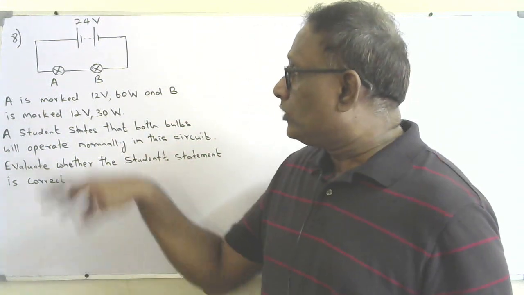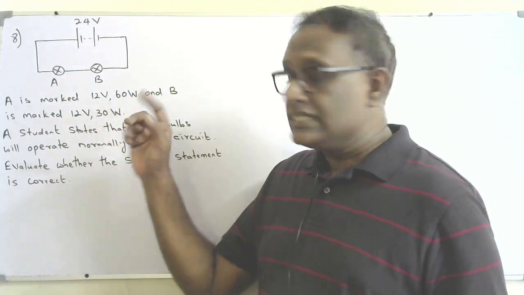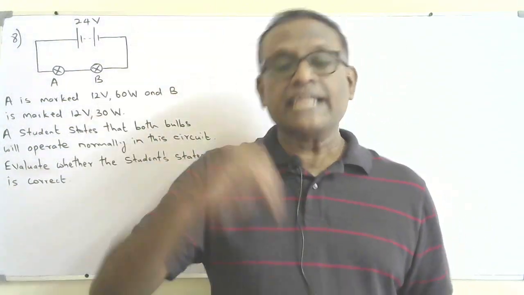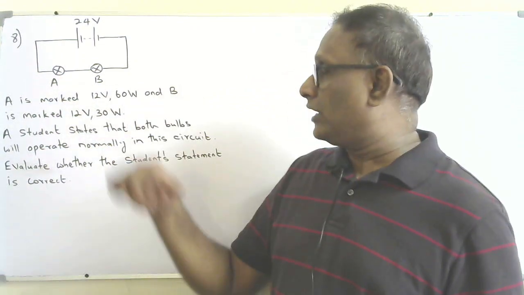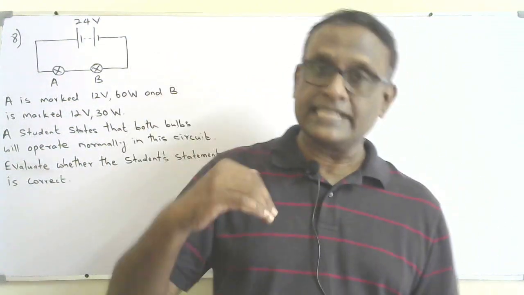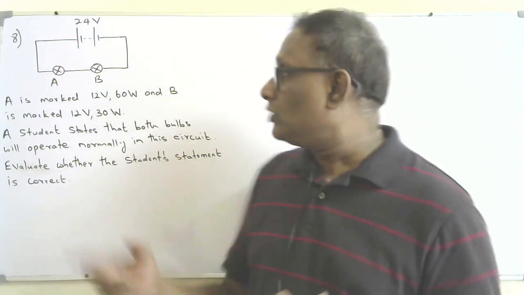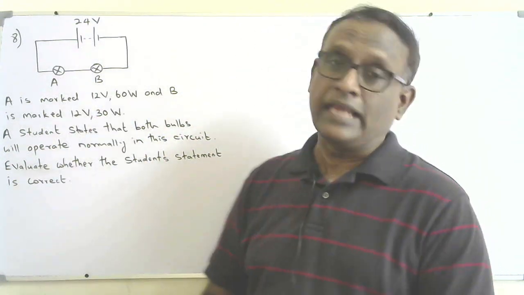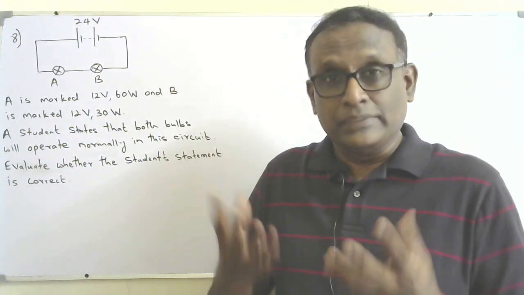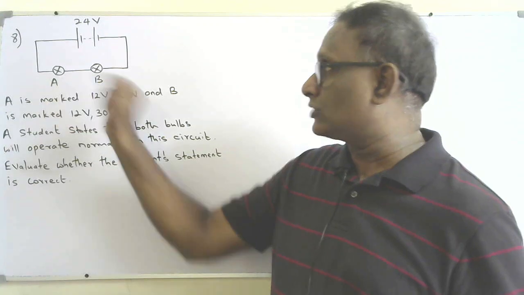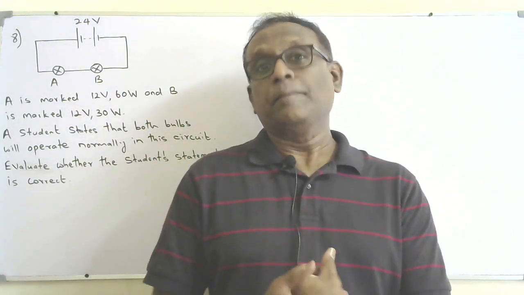If the applied voltage is less than 12 volt, then it will consume a power which is less than 60 watts. For A, I am saying, if the voltage across A is less than 12 volt, then it will consume less than 60 watts. So it will be dimmer. If the applied voltage is more than 12 volt, what will happen? It will burst, or the filament will burn, right? If the voltage applied across it is more than 12 volt, that means the filament might burn.